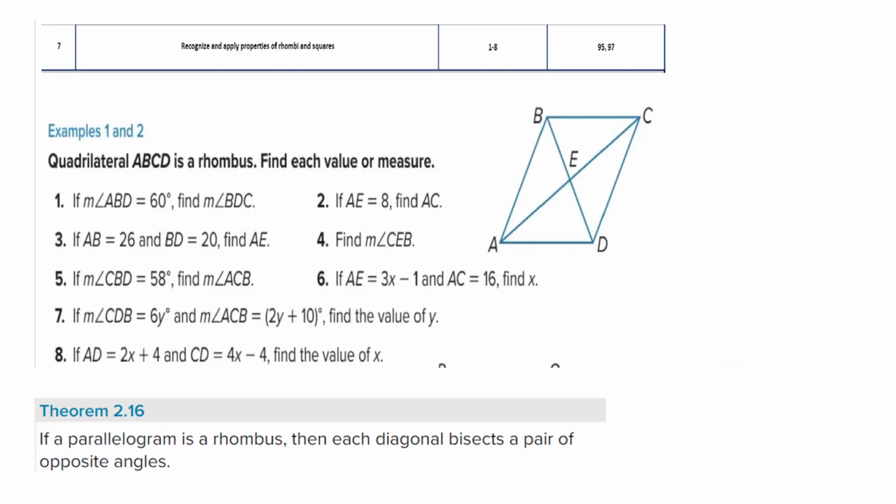Moving on, let's solve from lesson 2.5 rhombi and square these questions. Very easy, we just have to make sure that we are applying the right property. So look at the figure, ABCD is given to be a rhombus. So all the properties that you have studied in lesson 2.5, rhombi and square, will hold true for this question.